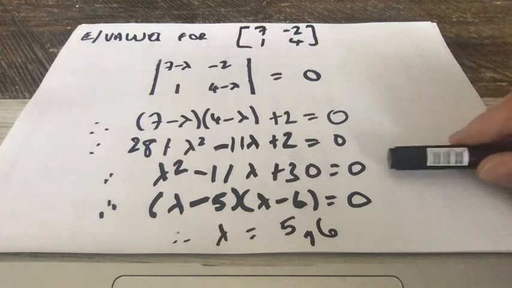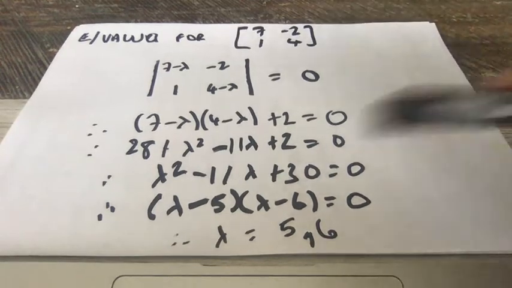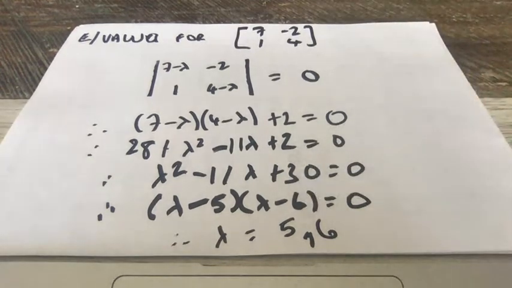This is your characteristic equation here. Again, it's a quadratic equation because it's a 2 by 2 matrix, and you get 5 and 6 as your two values, your two eigenvalues.